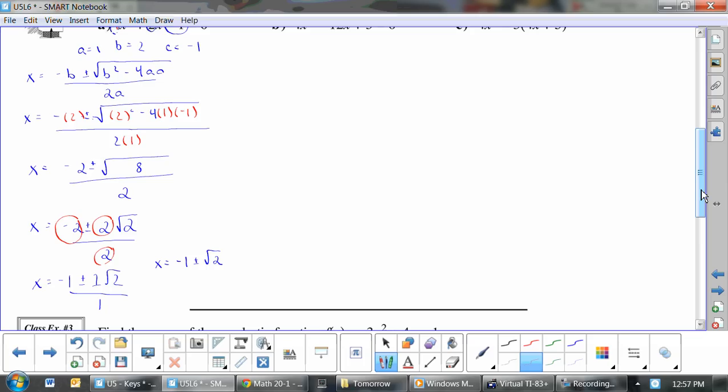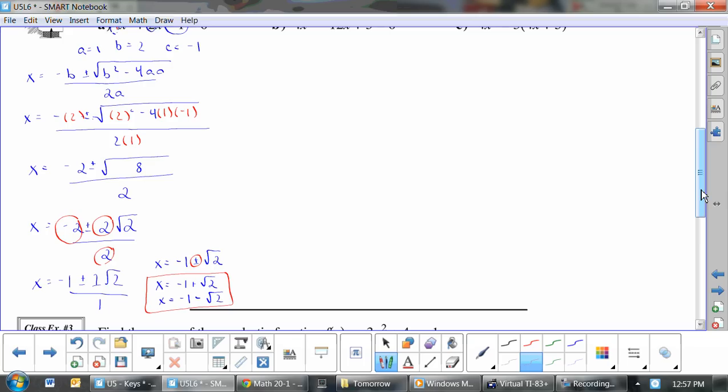Okay? So, like was asked before, what about this plus or minus? So what this means is that we have two different solutions. So we have x is equal to -1 plus the square root of 2, and x is equal to -1 minus the square root of 2. Okay?